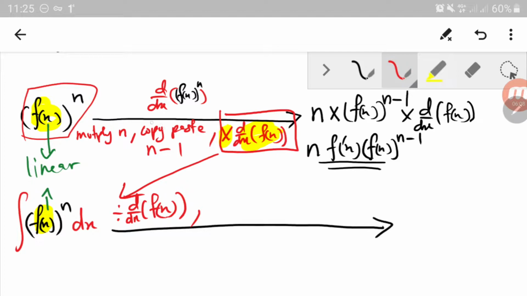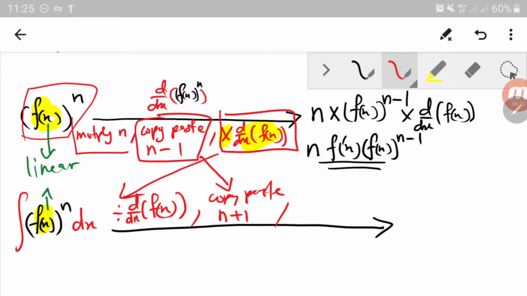So this is the first process. What is the second one? Just now we multiplied by n, and the power became n minus 1. Now we turn it the other way around: power n plus 1. And last but not least, we divide by n plus 1.